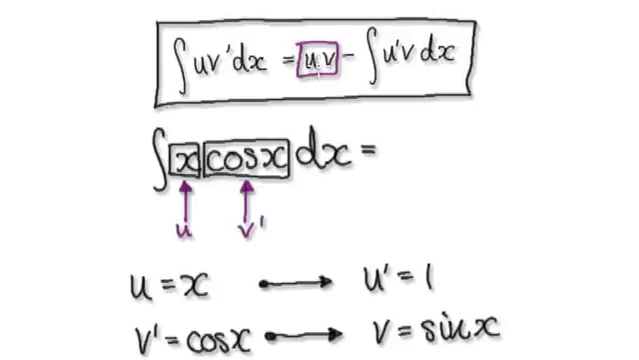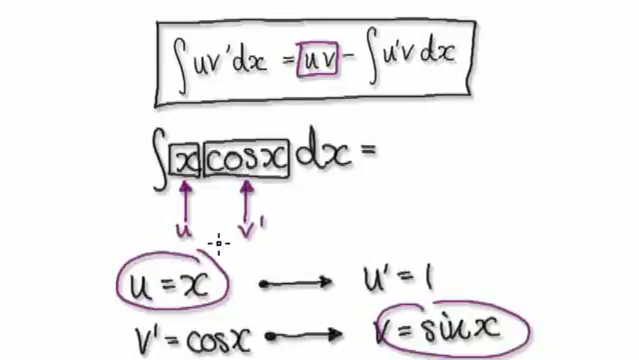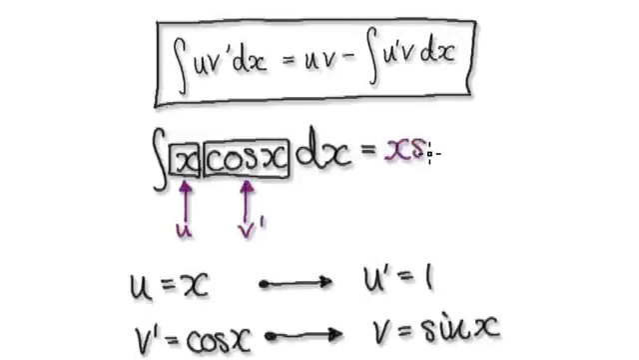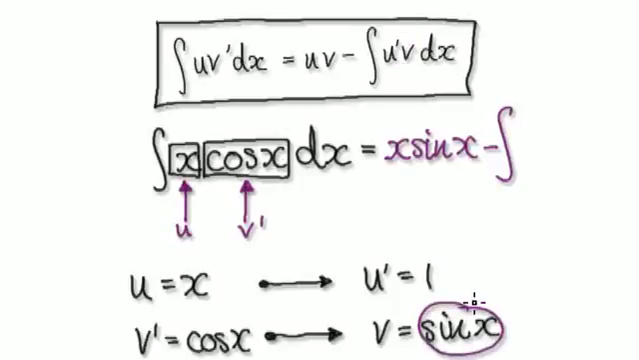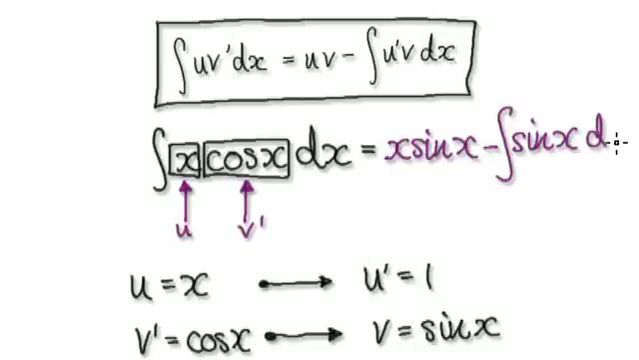So now looking at this block here, u times v, that will be x times sine of x. So this block here is this block here. So now take away the integral of u prime times v. So that's simply 1 times sine of x, so that's sine of x, and then we've got to integrate it with respect to x.